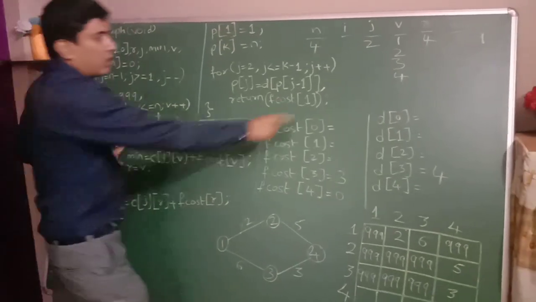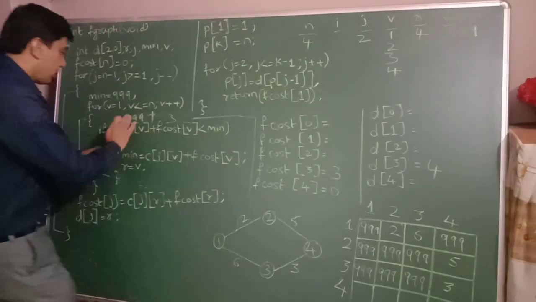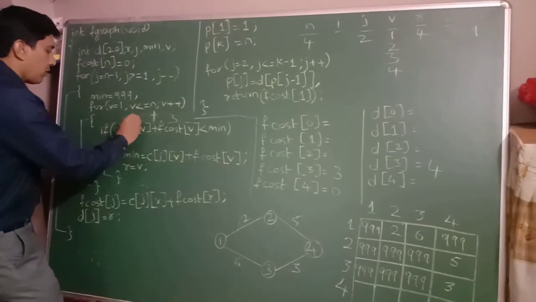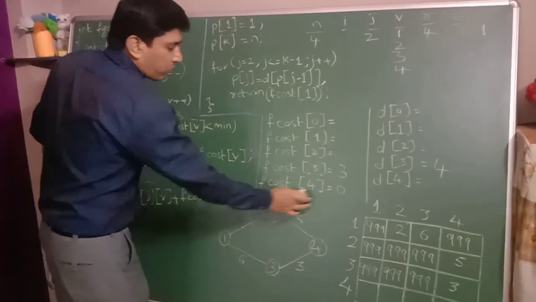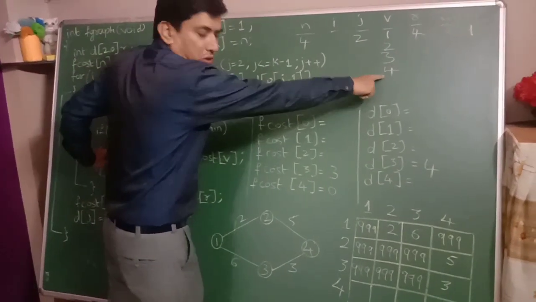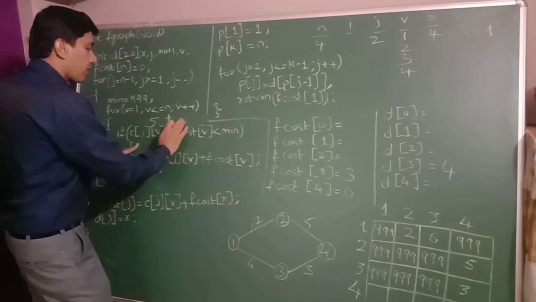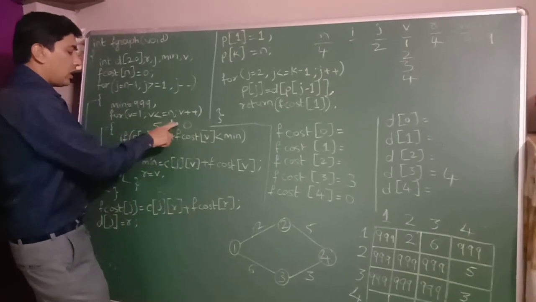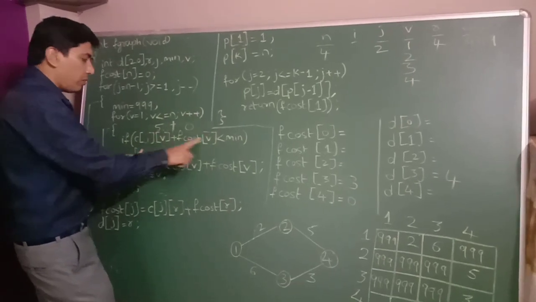J V, that is 4, is 5 plus f cost of v. So f cost of v, where v is 4, f cost of 4 is 0. So this will be 0. So is 5 less than 999? Yes, the condition will become true.